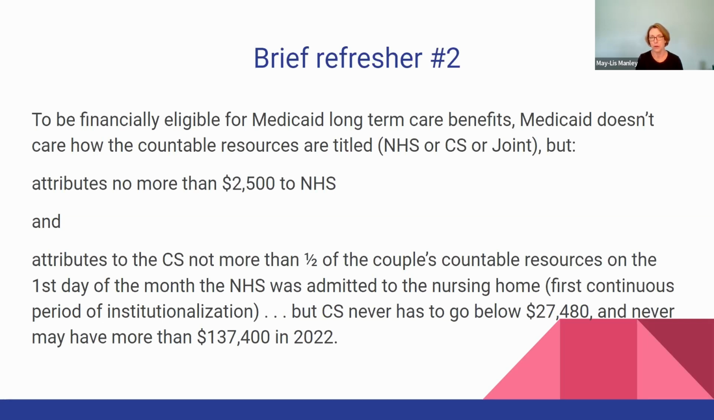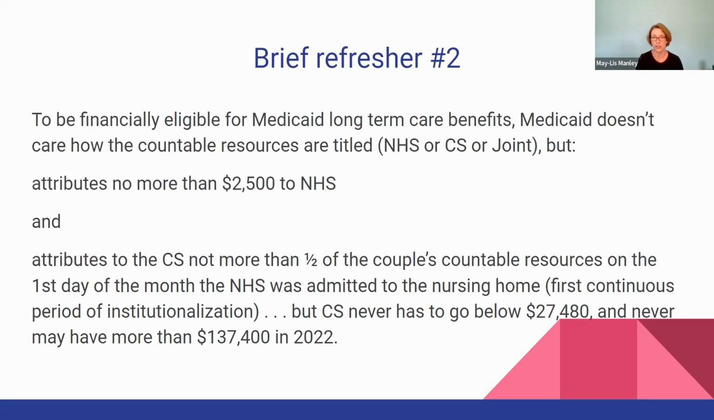Then, to be eligible in the next month or subsequent months, they have to spend down that amount so that they have no more than half of what they had in countable resources, the bank accounts and life insurance cash surrender value, on the first day of the month that the nursing home spouse entered the nursing home. But it's not quite that simple. The community spouse never has to go below $27,480, but can never have more than $137,400.